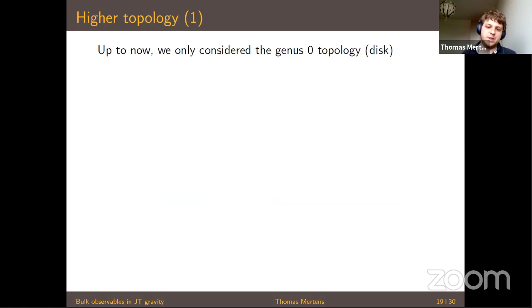So in the next couple of slides, I will talk about how to generalize this to go beyond the disk or beyond genus 0, as we have learned in the past couple of years that higher topology is actually very interesting. So now I will talk about higher topology corrections in the gravitational path integral to this detector response.